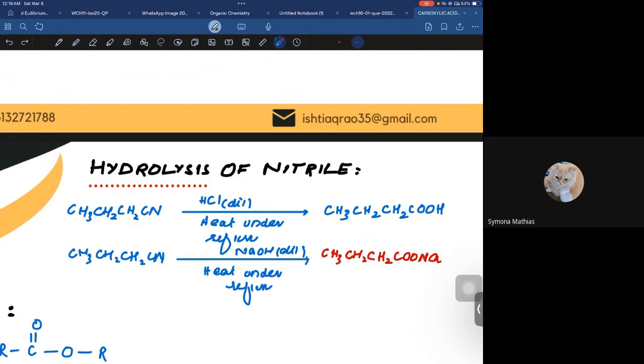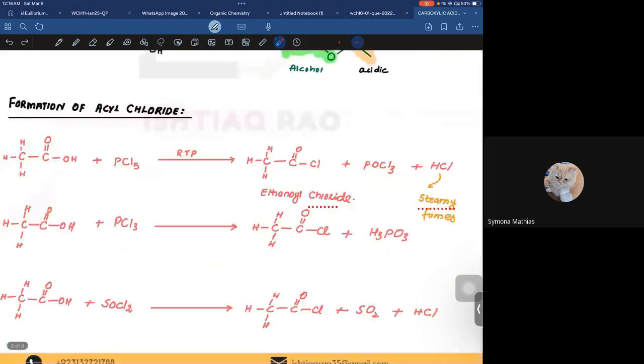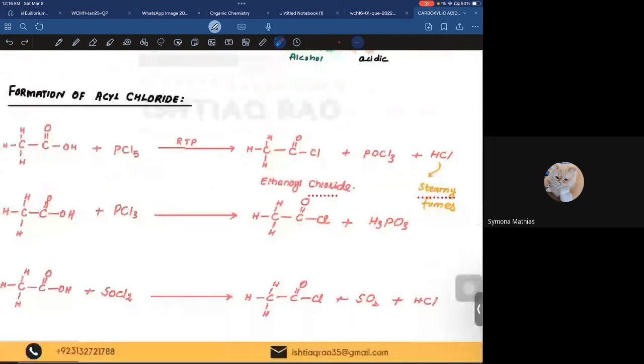And then the topic, that is your ester. We can form an ester by the reaction of alcohol with carboxylic acid. This process is known as esterification. In this process, we say that we can prepare ester by the reaction of alcohol with carboxylic acid.